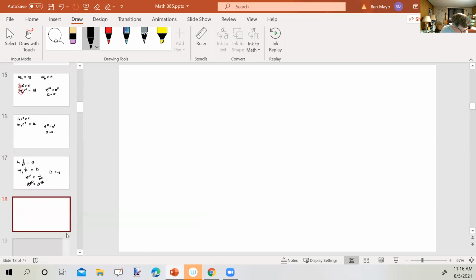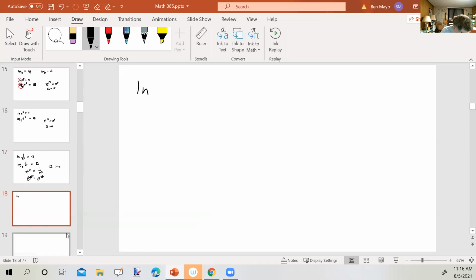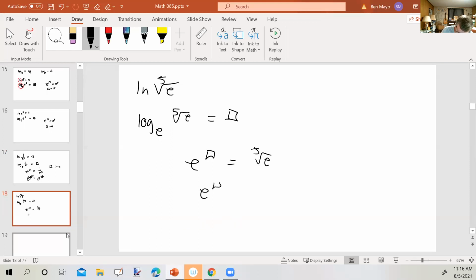How about this one? The natural log of the fifth root of e. Well, that's log base e of the fifth root of e. That's equal to some unknown. So e to the box equals the fifth root of e. But isn't the fifth root of e to the 1/5 power, going back to chapter 9? So the box equals 1/5.